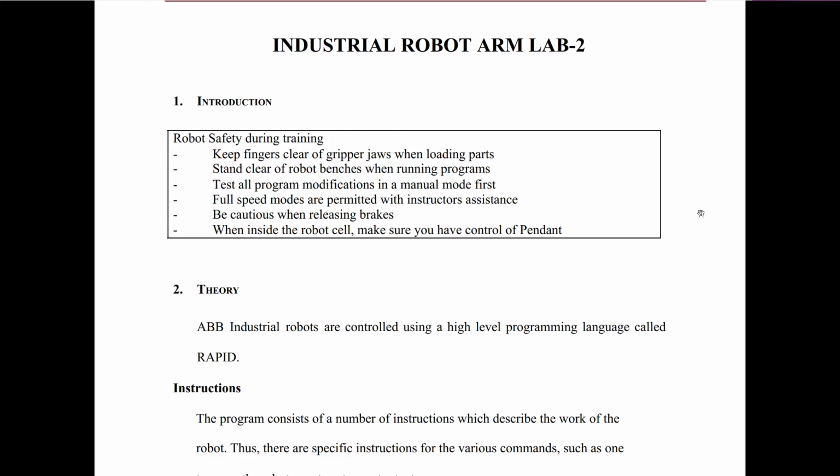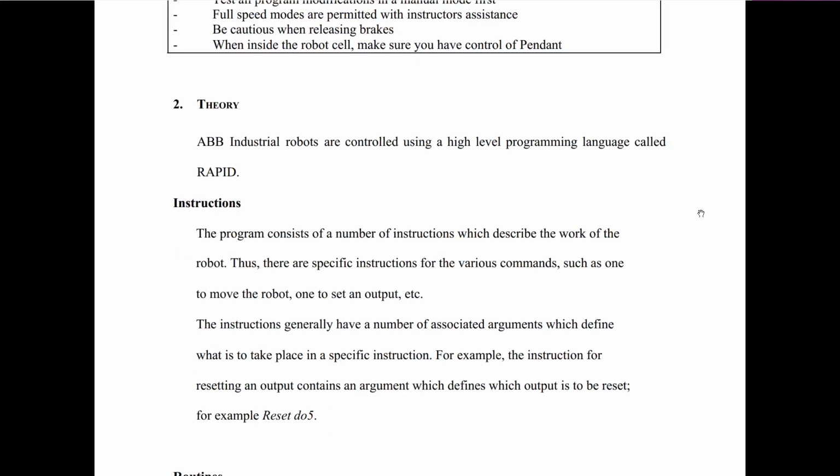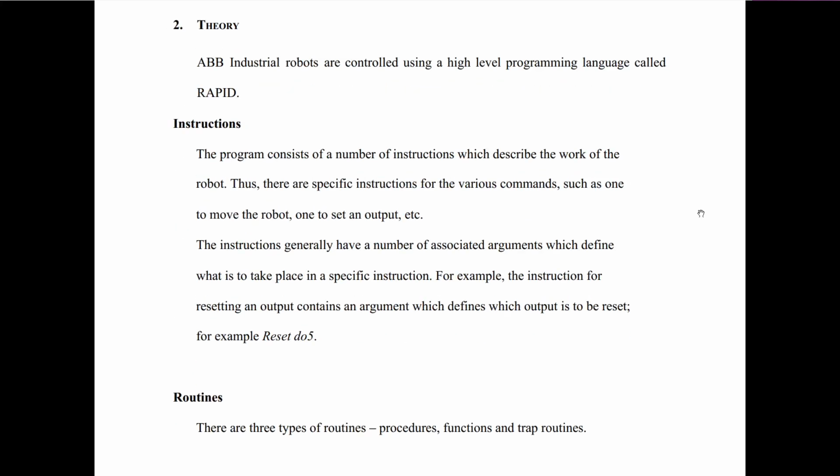Okay, now let's start with the theory of the RAPID programming language. So RAPID is the language that is used to control the ABB industrial robot arms. So let's go through some of the basics of it. One of the most basic things in RAPID is instructions. The instructions are the set of commands that are given to the robot to do something.